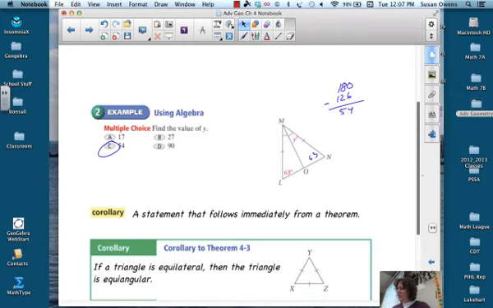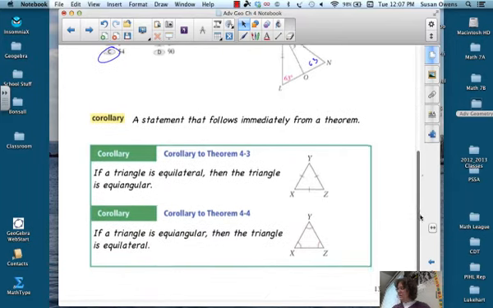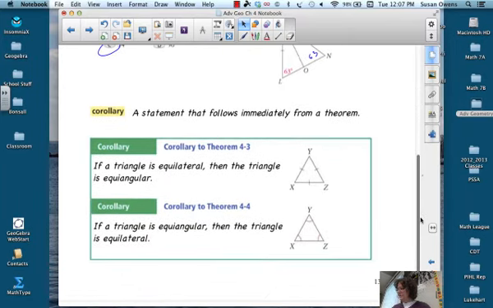A corollary is a statement that follows immediately from a theorem. In other words, it's pointless to have a new theorem because it really is just one more step to make the next leap. So we have a couple corollaries to the theorems we've learned. Okay. So if a triangle is equilateral, then the triangle is equiangular.